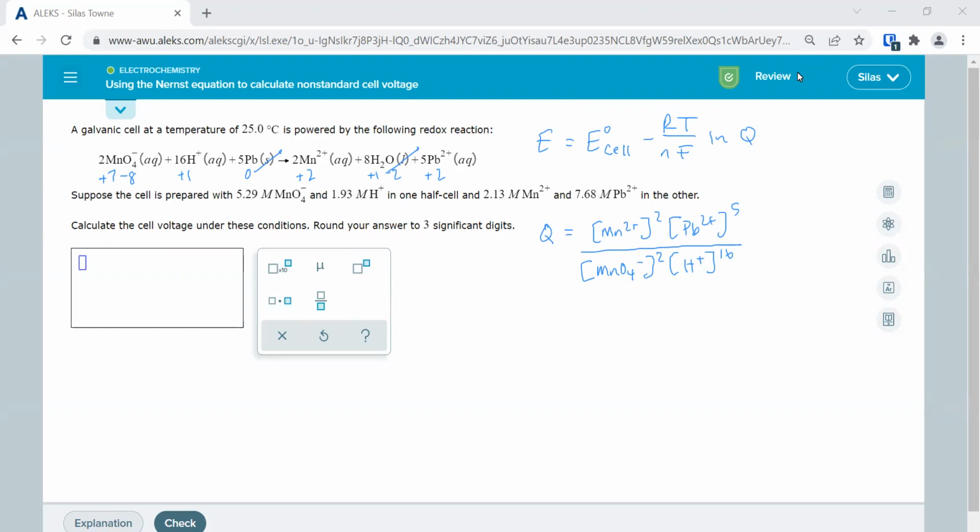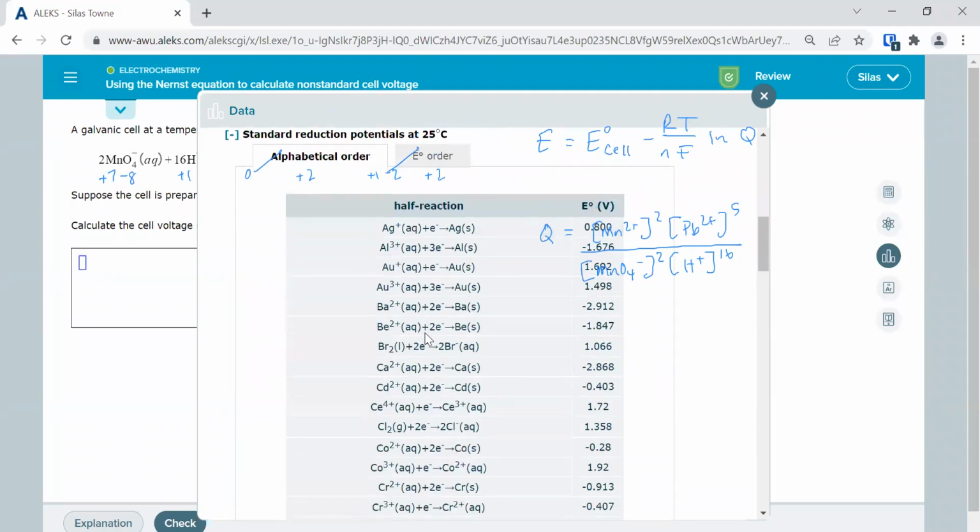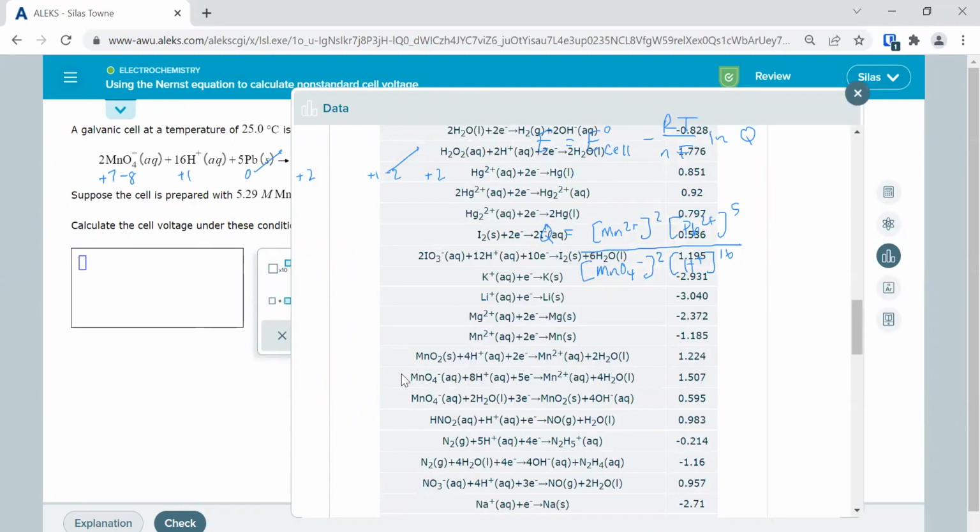So let's look this up. We're looking for a manganese reduction and a lead oxidation. Now remember, it's always reduction potentials. Here's our first one. That lines up, right? We don't want to do this one. We're looking at the manganese plus hydrogen. So we've got a +7 here, and we've got a +2 here. So we're going to do 1.507. So we'll write that. And the reduction happens at the cathode. So this is our cathode, and it's positive.